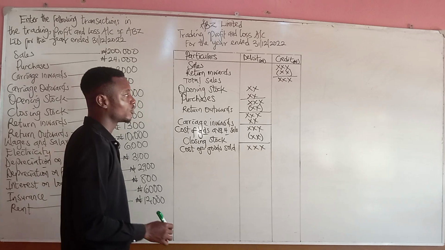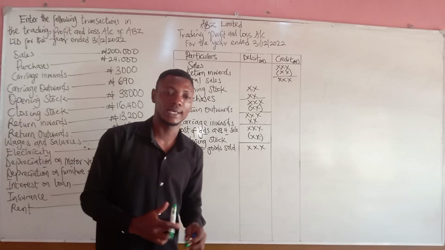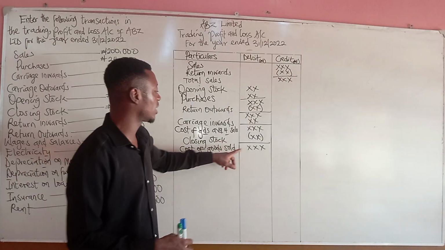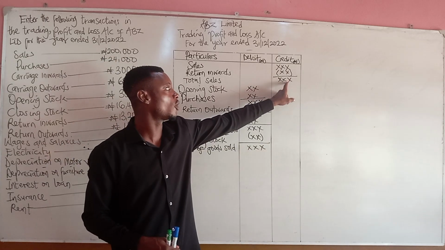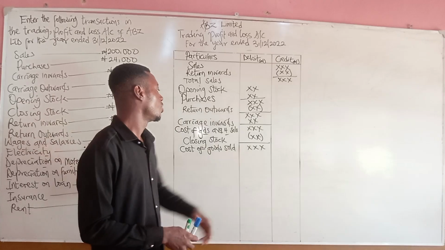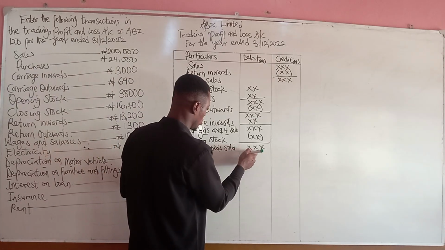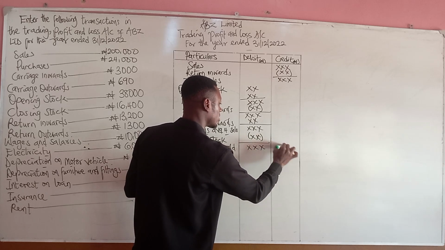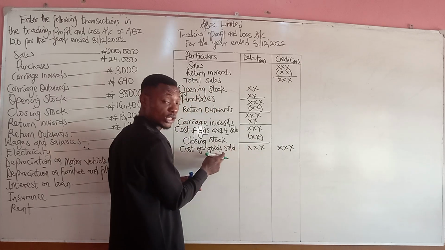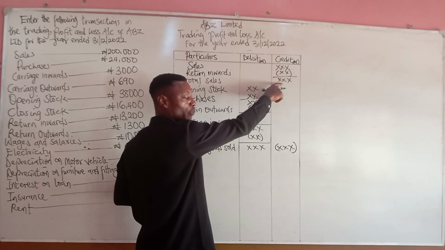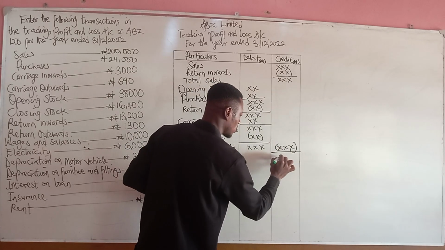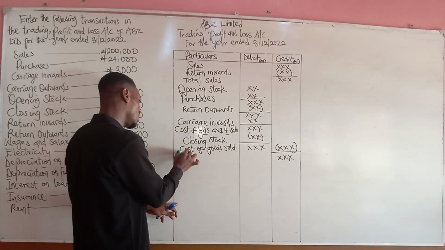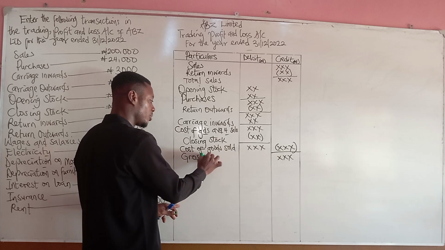Now that we've gotten our cost of goods sold, the next step for me to do is to ascertain the gross profit of the trading account. Now, to ascertain gross profit of the trading account, we subtract cost of goods sold from our sales. So invariably, I can bring this cost of goods sold here. The same thing, which is cost of goods sold, subtract it from total sales. By the time we subtract, what we have is our gross profit. Do we understand? So this is my gross profit.